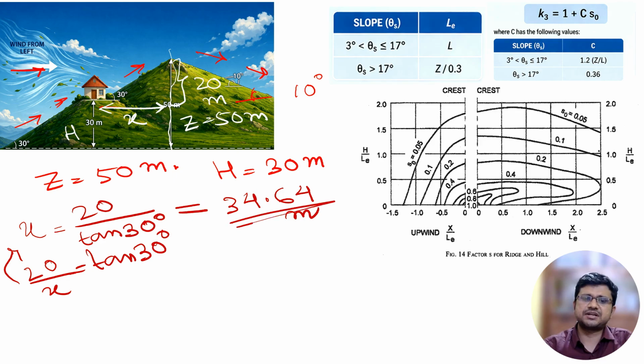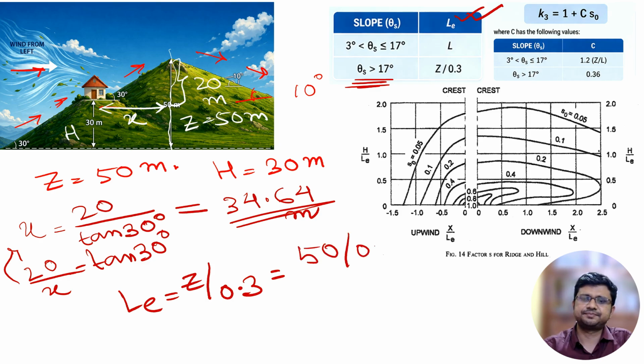Now X is 34.64 meter, H is 30 meter. So now first let us calculate the value of LE. How much will be LE when wind is coming from left? When wind is coming from left, theta S is 30 degree. So it is greater than 17 degree. So LE will be equal to Z by 0.3, and Z is 50 meter. So 50 by 0.3 is close to 166.67 meter. So LE for our problem is 166.67 meter.